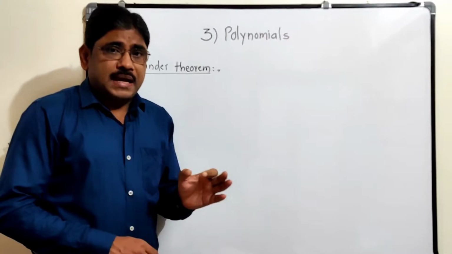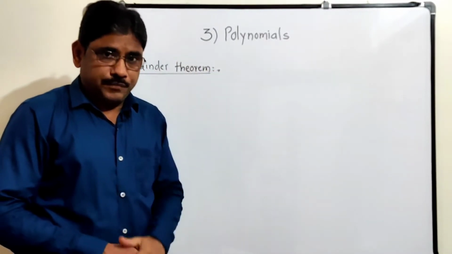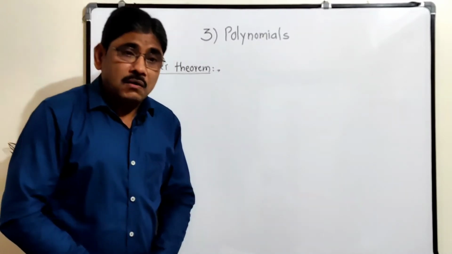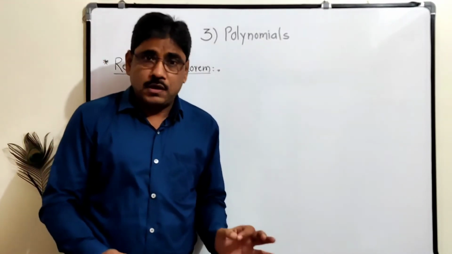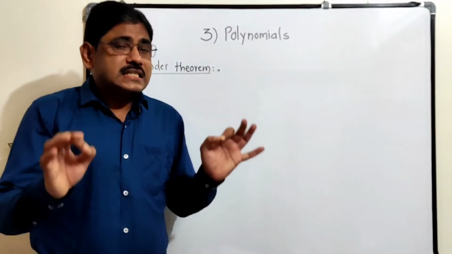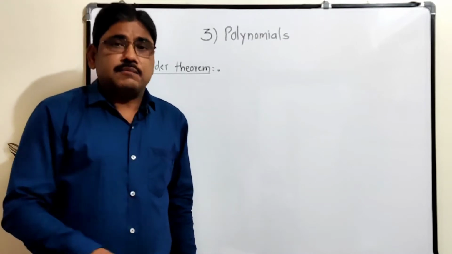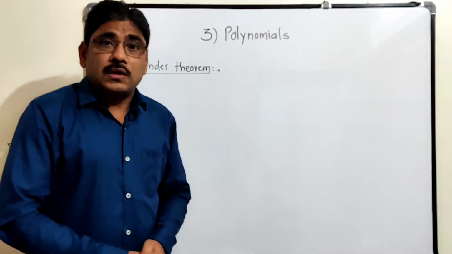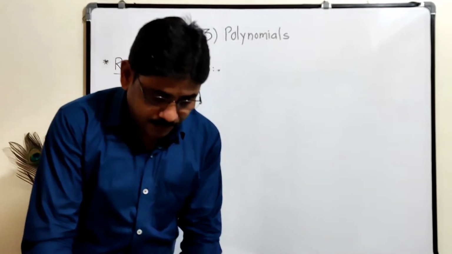We studied practice set 3.1, 2, 3 and 4 before this. Now today we are going to study practice set 3.5. In practice set 3.5, the remainder theorem and the factor theorem, these 2 points are there. So let us study the remainder theorem. So what is the remainder theorem?